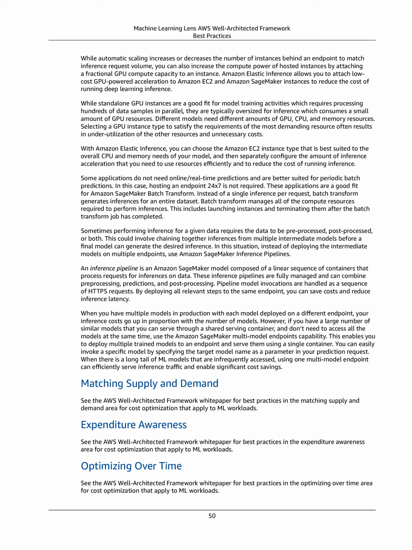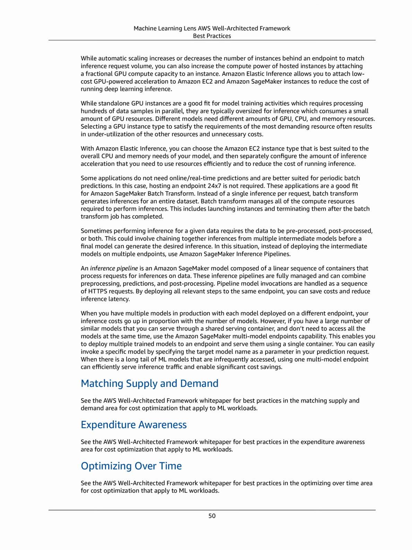Amazon Elastic Inference allows you to attach low-cost GPU-powered acceleration to Amazon EC2 and Amazon SageMaker instances to reduce the cost of running deep learning inference. While standalone GPU instances are a good fit for model training activities which require processing hundreds of data samples in parallel, they are typically oversized for inference which consumes a small amount of GPU resources.